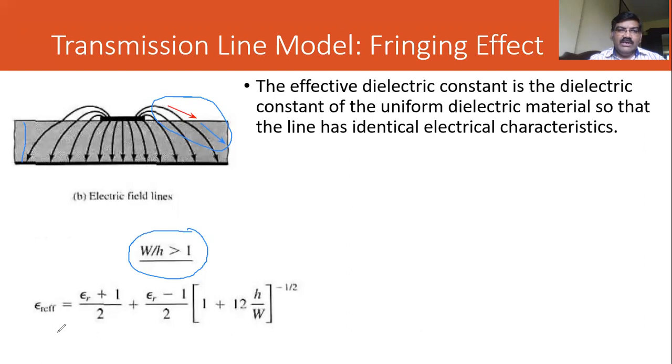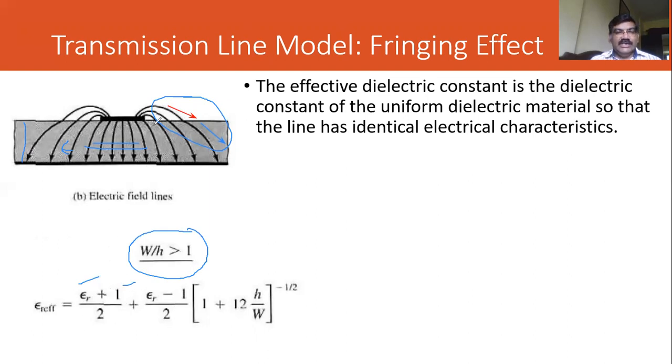So what we have done, the effective dielectric constant can be calculated. This epsilon R plus 1. What is epsilon R? That is the dielectric constant of this material, this substrate having the epsilon R. And this 1 is what? For the air, so the field goes through the air. So the average is taken, epsilon R plus 1 by 2, and plus epsilon R minus 1 by 2. So it is actually epsilon R plus 1 by 2.